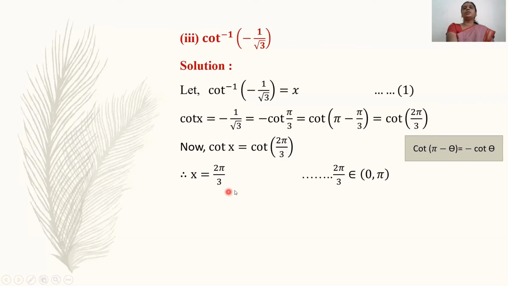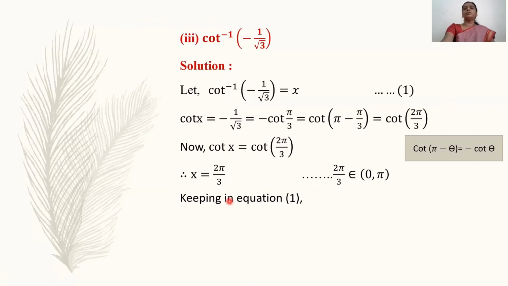Now I have to check this 2 pi by 3 lies in the range of cot function. What is the range for cot function? That is 0 to pi. That is 0 to 180 degree. And 2 pi by 3 means 120 degree. Obviously lies in the interval 0 to pi. Therefore, x is equal to 2 pi by 3 is our solution.